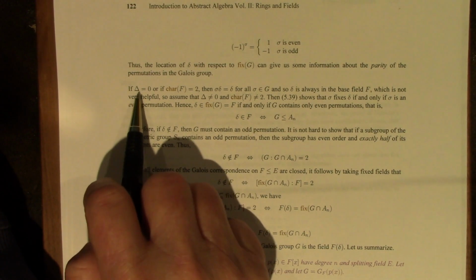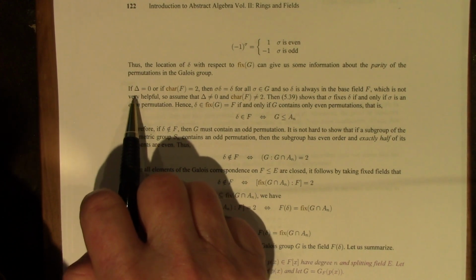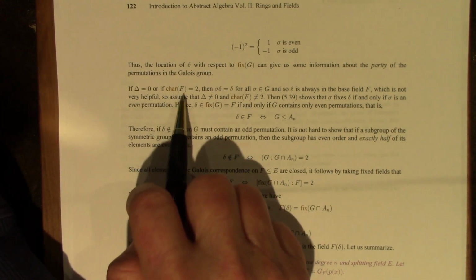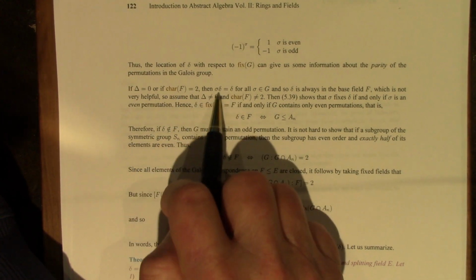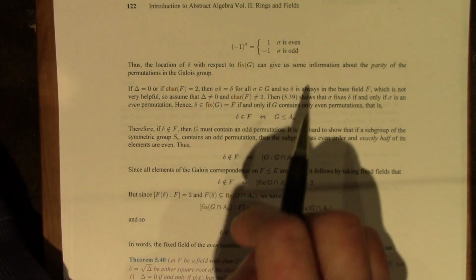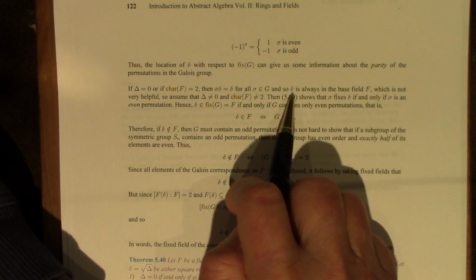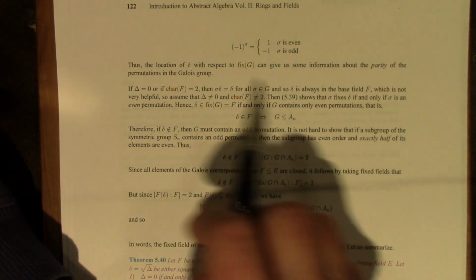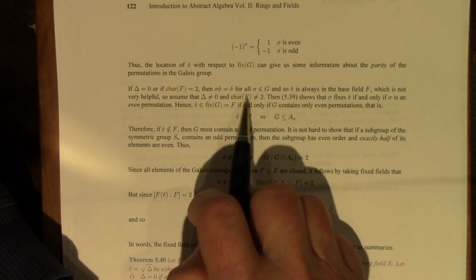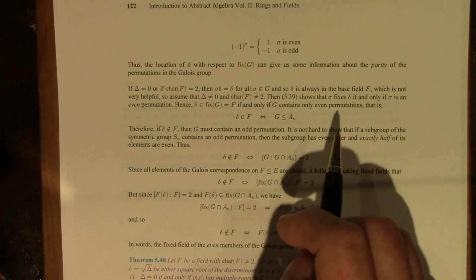In particular, if capital delta is 0, so is lowercase delta, and conversely. Or if the characteristic of F is 2, then sigma of delta will always equal delta, and so we learn nothing, because it tells us little delta is always in the base field F. So that's not helpful. So let's assume that the discriminant is non-zero, and the characteristic of F is not equal to 2.